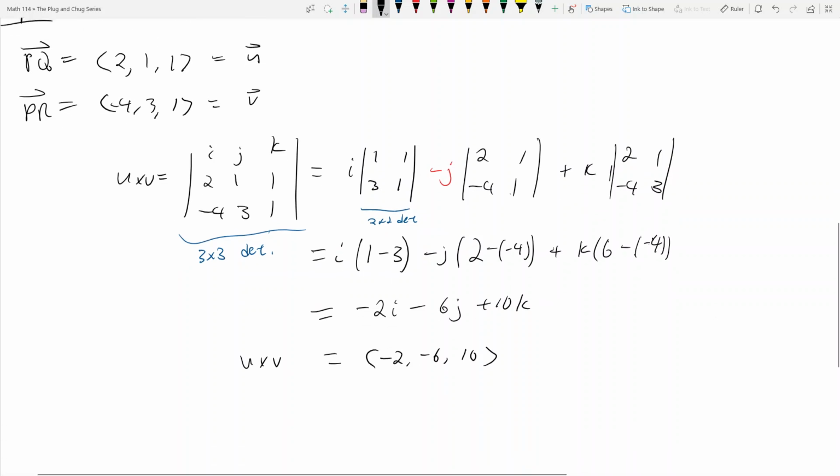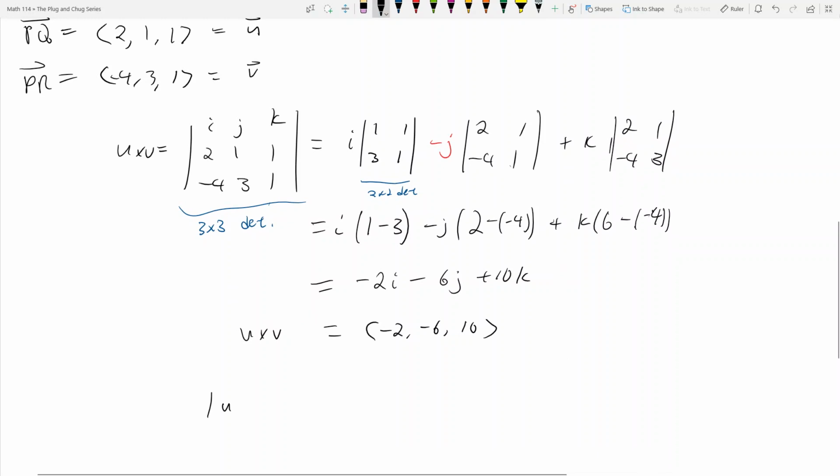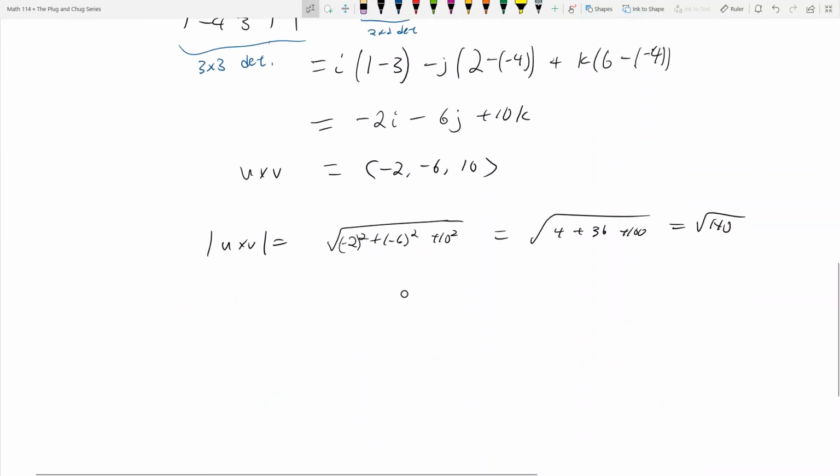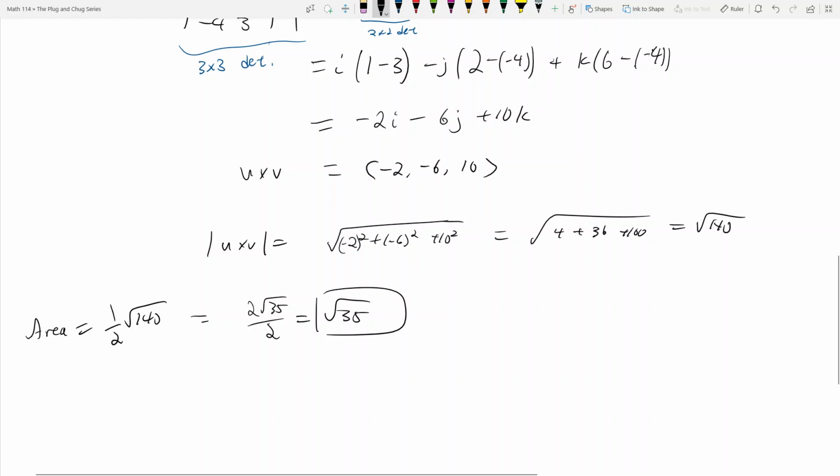All right, the cross product returns a vector. And now I need to find the magnitude of u cross v, which is going to be the square root of negative 2 squared plus negative 6 squared plus 10 squared, right? Which is 4 plus 36 plus 100, which is the square root of 140. Okay, and then the formula for a triangle is 1/2 of this. So the area is going to be 1/2 of root 140, and I guess you can take out the 4. You get 2 root 35 over 2. And so the area of the triangle is root 35, okay?